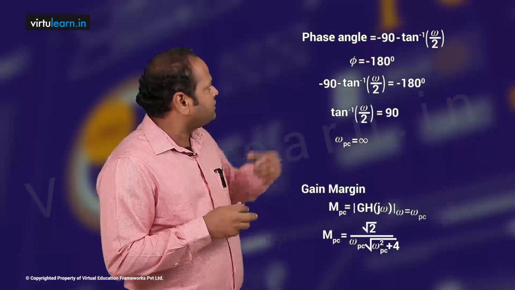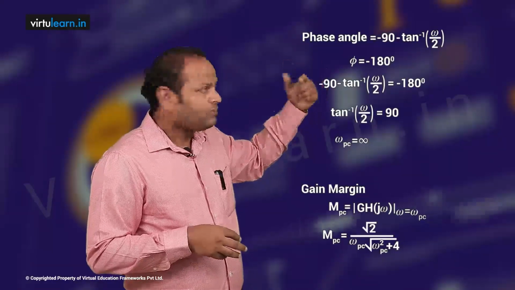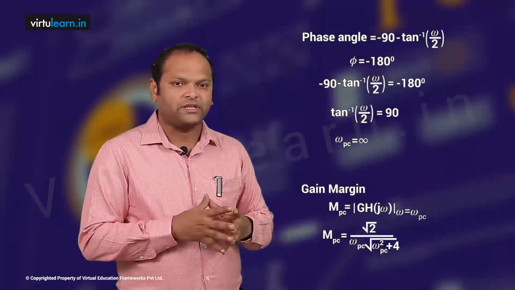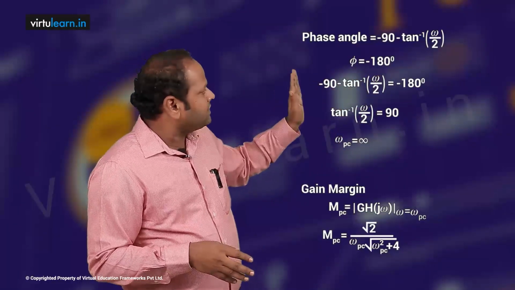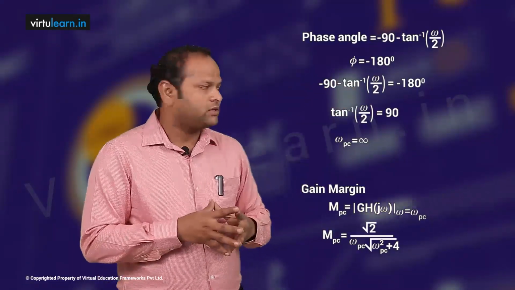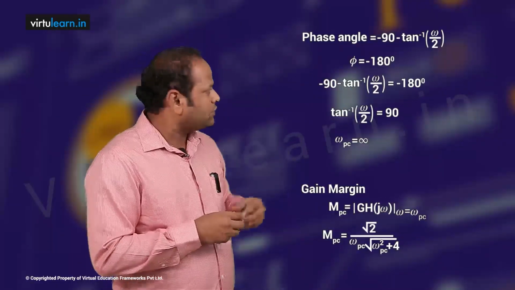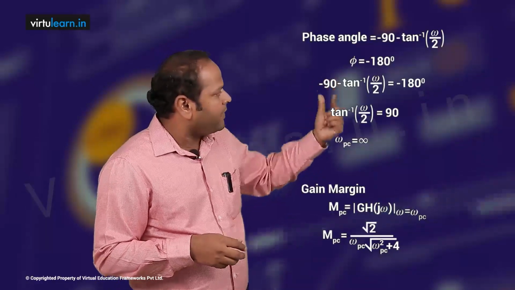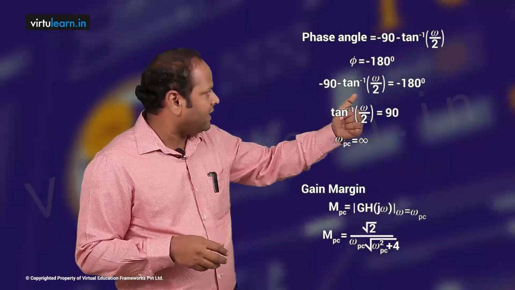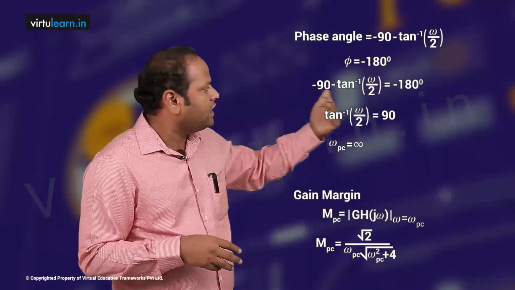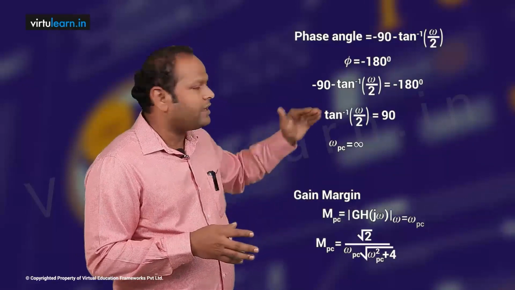To find the gain margin, equate the phase angle to minus 180 degrees so that I will be getting omega PC. So minus 90 minus tan inverse omega by 2 is minus 180. So I can cancel all minus. So you will be getting 90 plus tan inverse omega by 2 is 180. I can take 90 to the other side. So tan inverse omega by 2 is 90. Then you apply tan here, you will be getting infinity here and here it is omega.